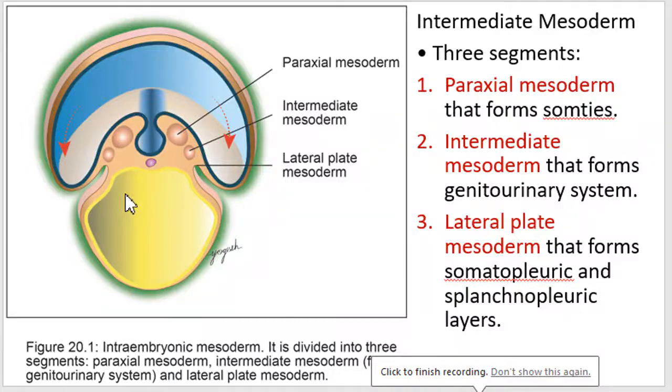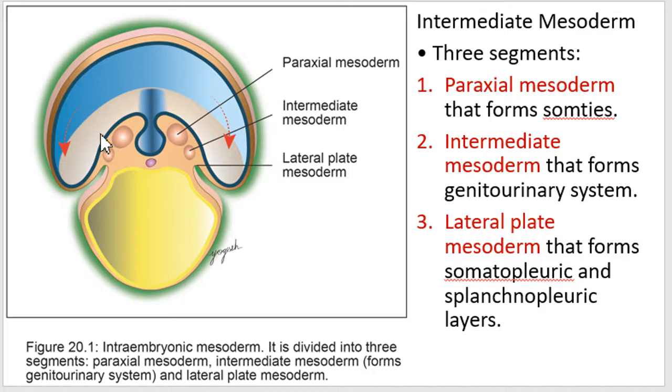Development of the urinary system, development of the kidney, development of the ureters, and development of the bladder. So here we can see the three germ layers: ectoderm, endoderm, and mesoderm. This mesoderm is intraembryonic mesoderm.